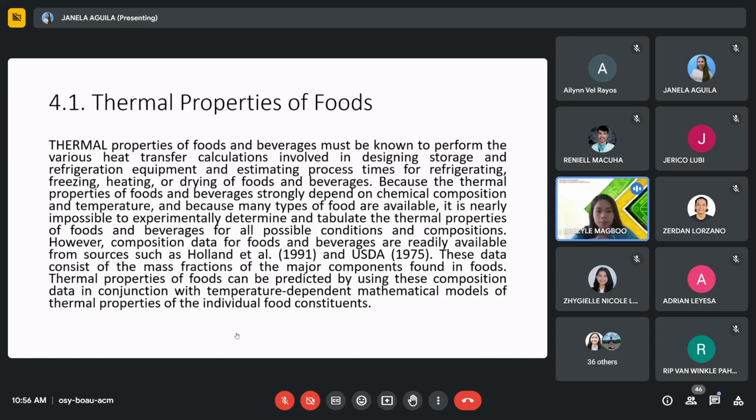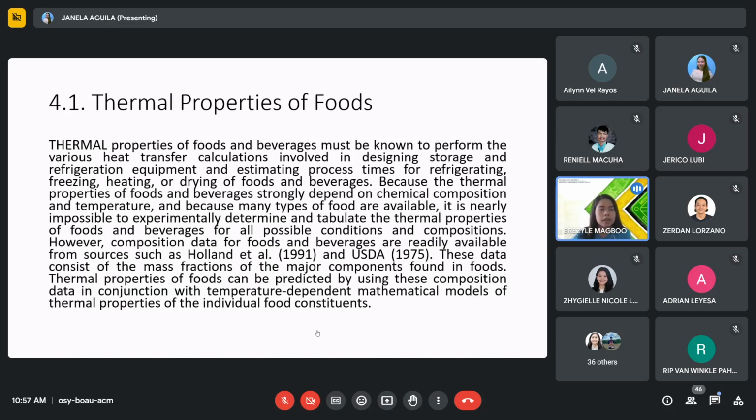So, because the thermal properties of foods and beverages strongly depend on chemical composition and temperature, and because many types of foods are available, it is nearly impossible to experimentally determine and tabulate the thermal properties of foods and beverages for all possible conditions and compositions. Since different foods and beverages have different or unique chemical compositions, doon po nakadepende ang design, storage, and refrigeration, it's kind of challenging for us to determine the properties of every food and beverage.